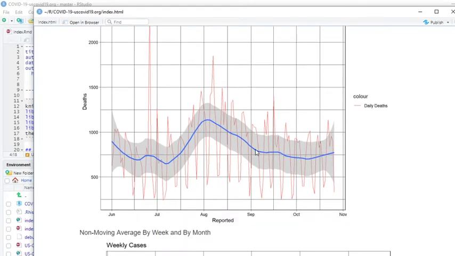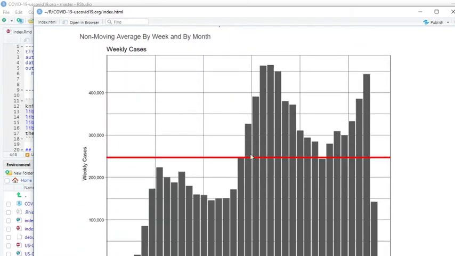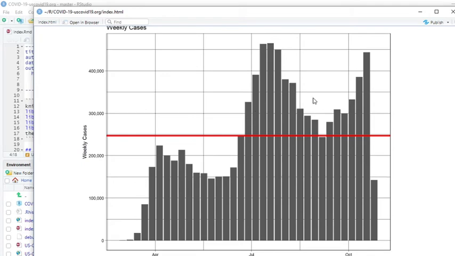Now you can see here there is a slight upturn in cases. It remains to be seen how far this goes, but it hasn't caught this number yet, or this number, and it hasn't caught the April 16 number. Now this red line is the average number of cases per week. You can see that for the most part, since about July, cases have been at or above this line here.